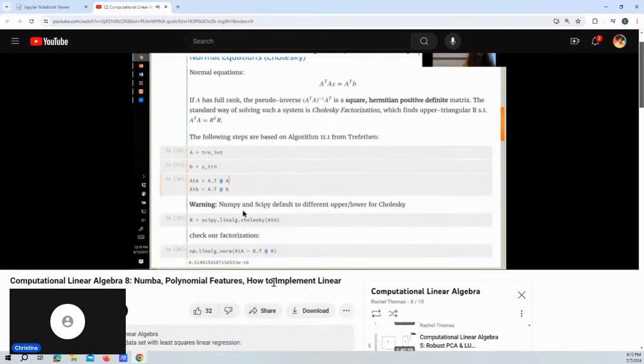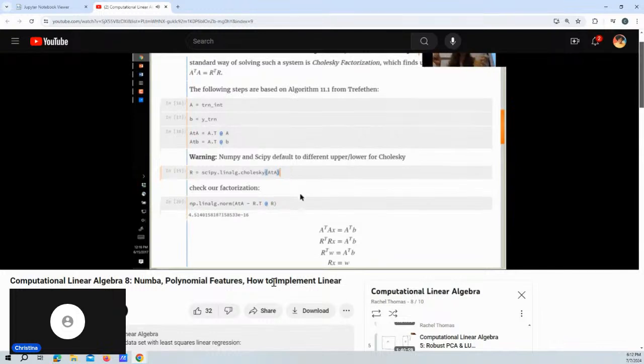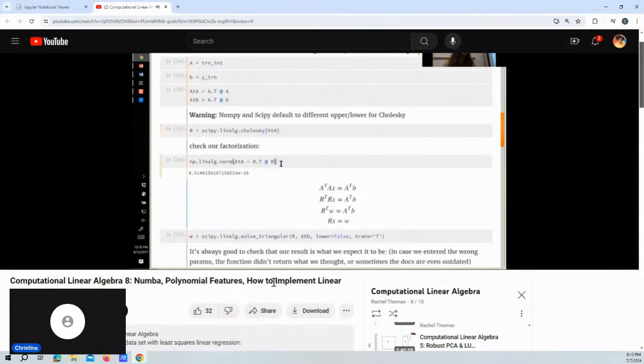Here, I've just pre-computed A transpose A since I'm going to be using it a few times, as well as A transpose B. And then I'm going to use SciPy's implementation of the Cholesky factorization. As a warning, NumPy and SciPy default to different conventions. One of them returns the upper triangular matrix and one returns the lower triangular matrix, which I discovered the hard way. I didn't realize I was switching between NumPy and SciPy. I was using this in other operations and getting different answers.